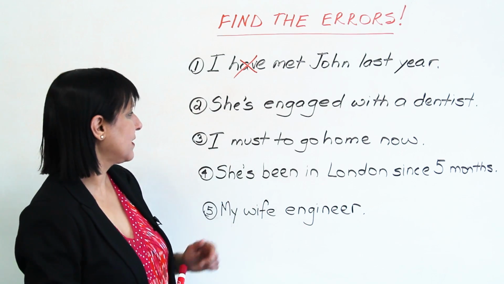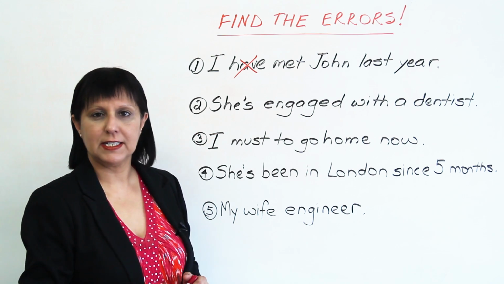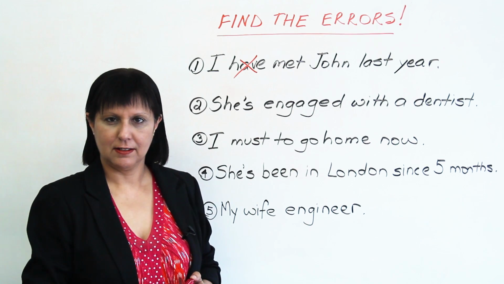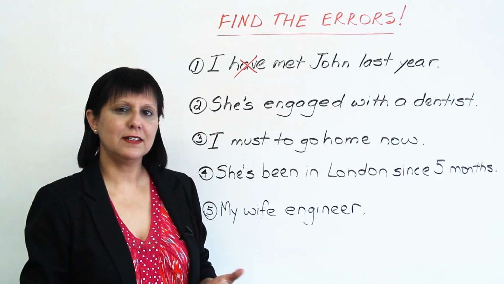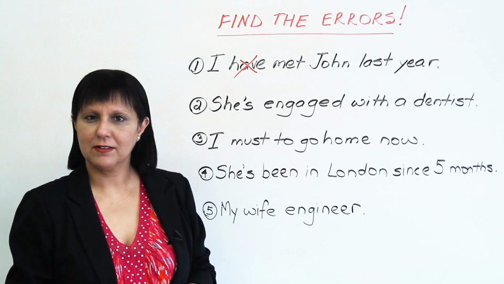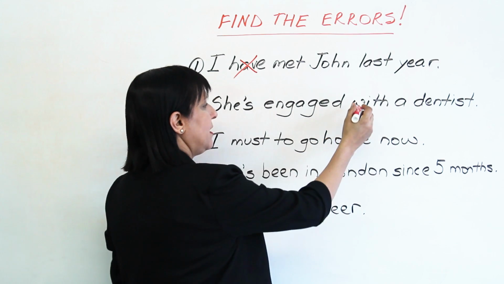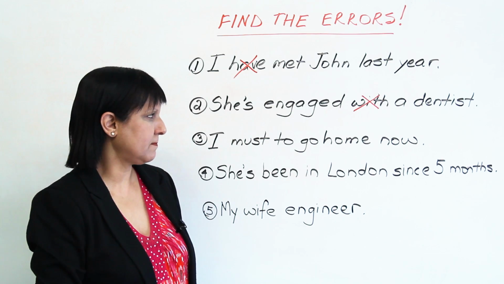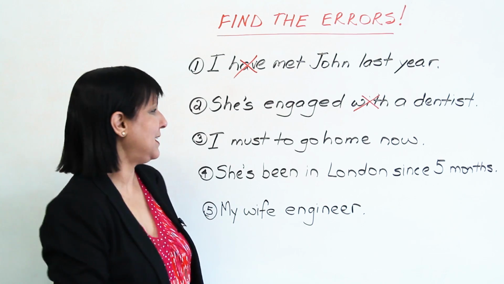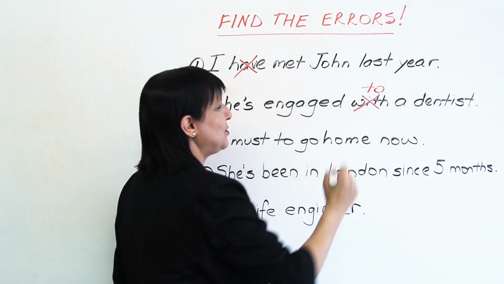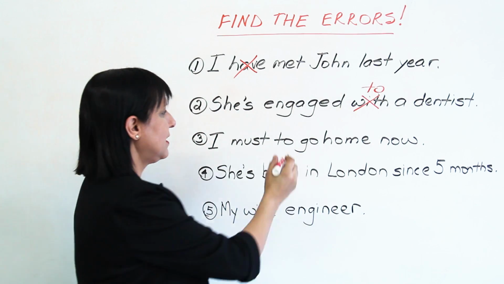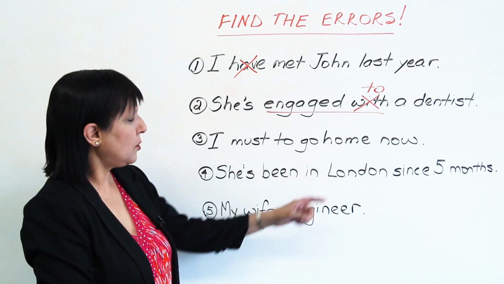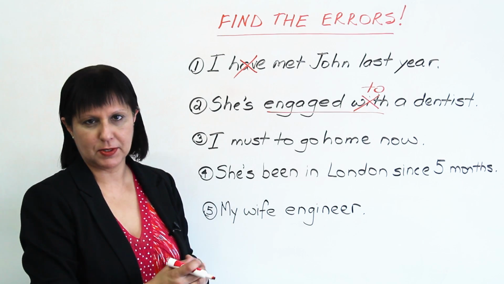Let's look at the next one. She's engaged with a dentist. Okay? Take a second. Do you have any idea? Where's the error? Okay. So the error is here. It's the wrong preposition. Okay? The preposition should be, she's engaged to a dentist. Alright? We actually say engaged to, married to. Alright? So here, the problem was with the preposition.